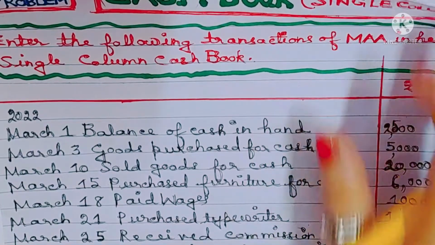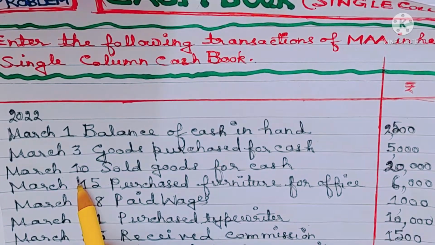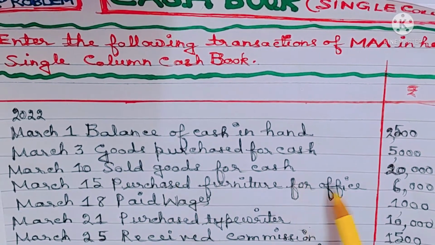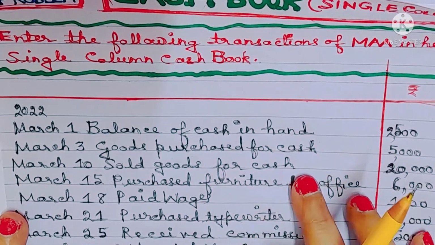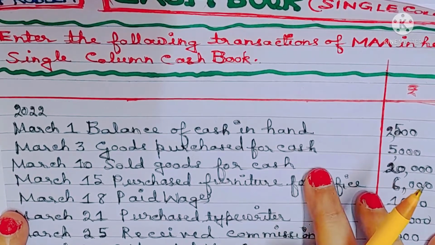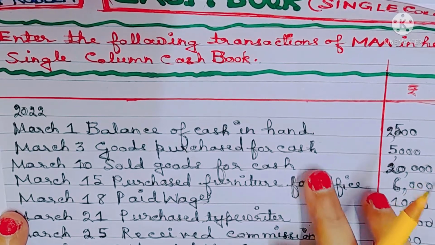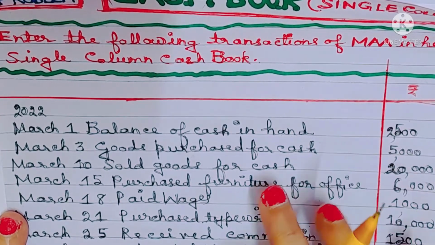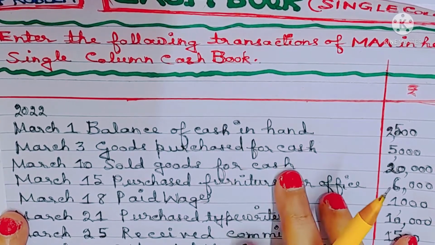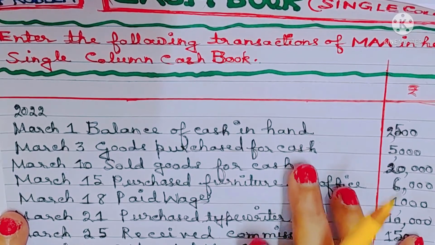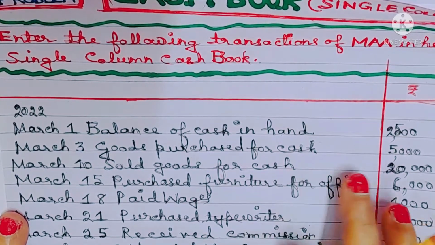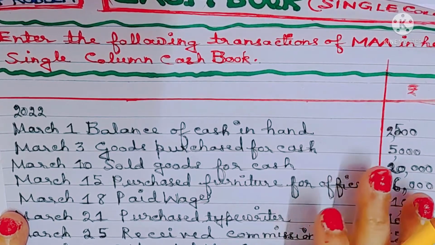The next transaction is on 10th March, sold goods for cash 20,000. So what will be the journal entry? Cash account debit to sales account. Since cash account is on the debit side, sales account will be on the debit side as well. So we'll have to write to sales account 20,000 on the debit side of cash book.